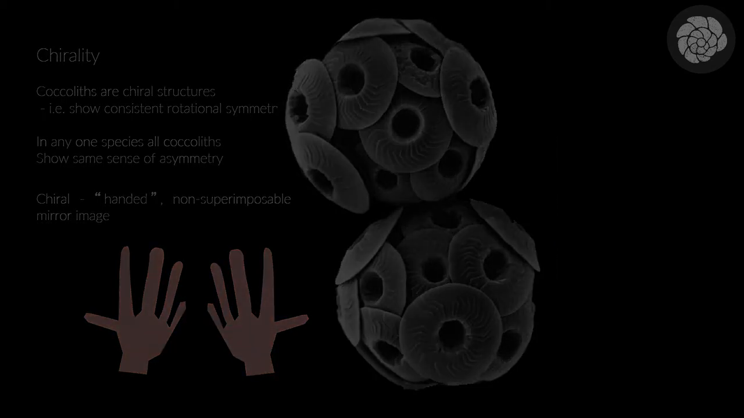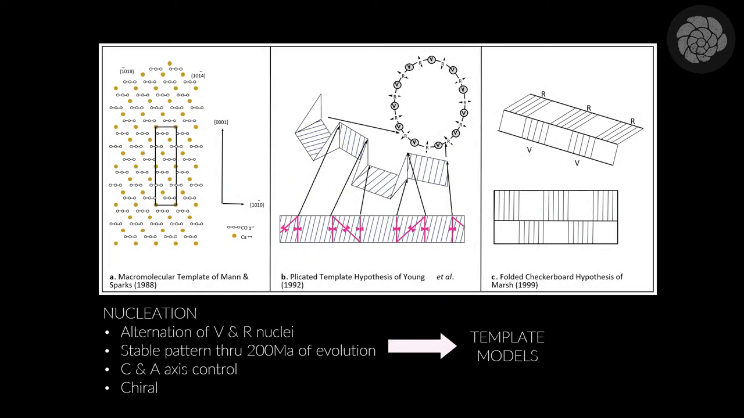That leads to the prediction that what's controlling the nucleation is probably some kind of molecular template. The basic idea is that you have some kind of macromolecule which has binding sites that mirror the ionic array in calcite. Mann and Sparks in 88 suggested there was some kind of template which accounted for the fact that all the Emiliania huxleyi crystals were perfectly aligned, completely controlled in terms of both their C-axis, which is the optic axis, but also the A-axis.